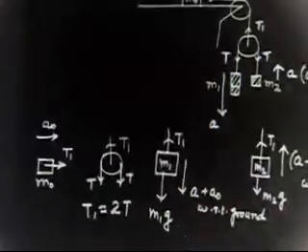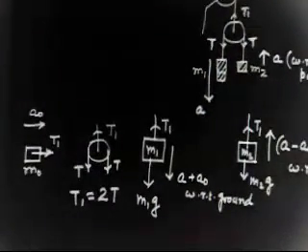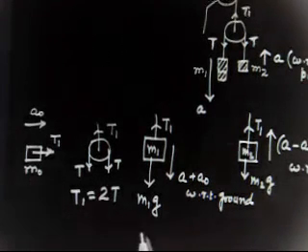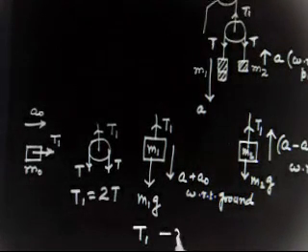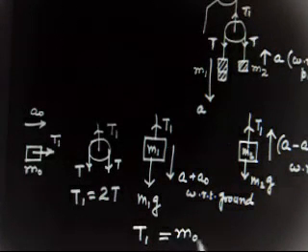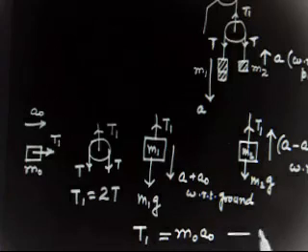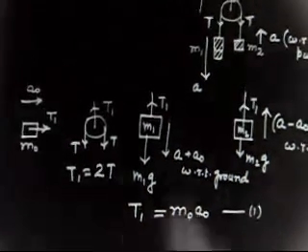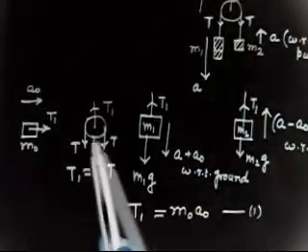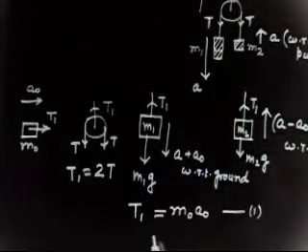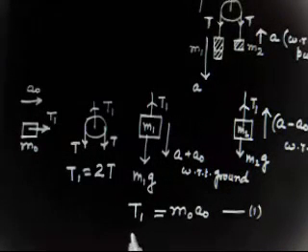Now we have made the free body diagram for all objects. Now we have to simply write down the equations and solve them. So for this object, T1 is equal to mass into acceleration, m0 a0. So this is my equation number 1. For the pulley, 2T is equal to T1, so I can write 2T equals T1.